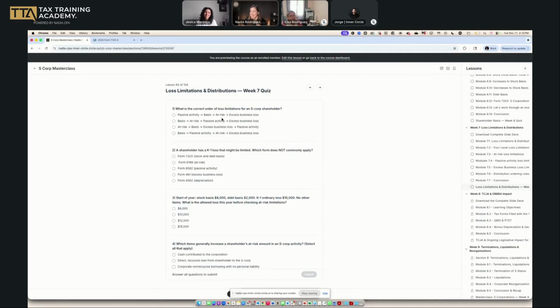That's a tricky one. So what is the correct order of basis of loss limitation of an S corp shareholder? We know the very first thing is basis, and then at risk, and then passive, and then excess. Okay, so that one's that.